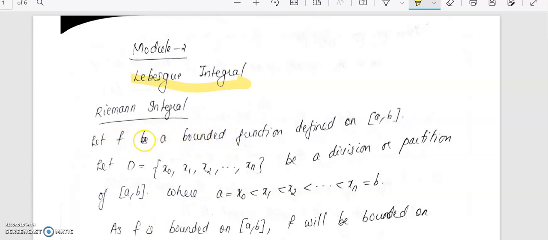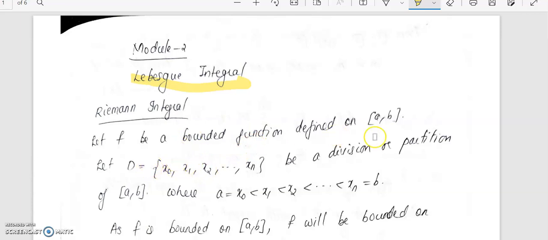We are given a function f which is bounded on a closed interval [a, b]. For the Riemann integral, we take a bounded function because you are going to take the upper sum and lower sum. Depending on that upper sum and lower sum, we are going to find the value of the integral. So f is a bounded function defined on the closed interval [a, b].